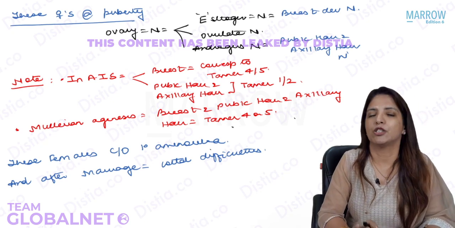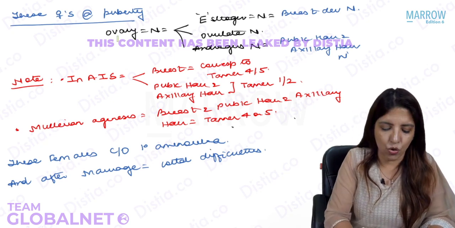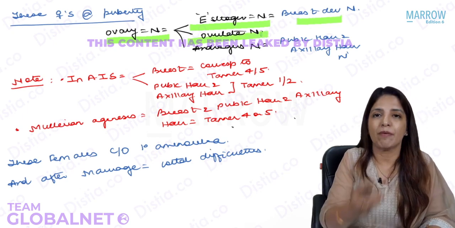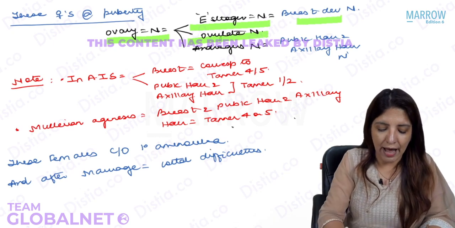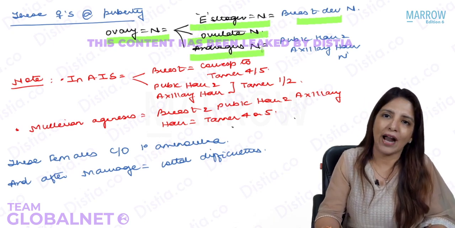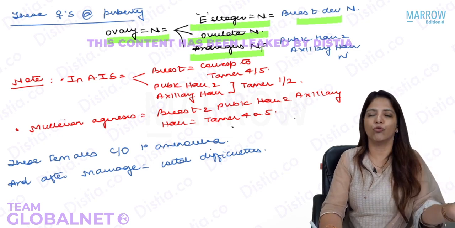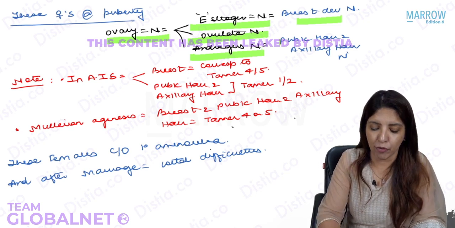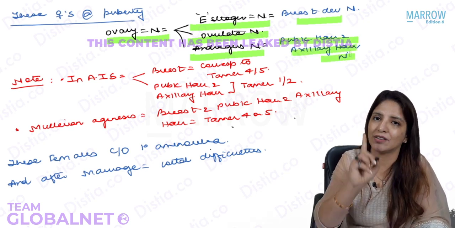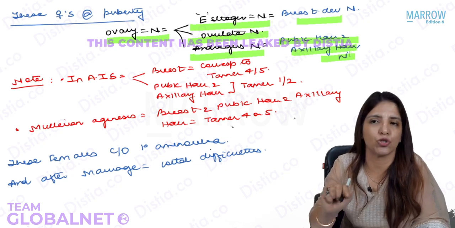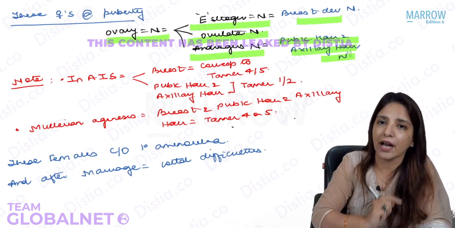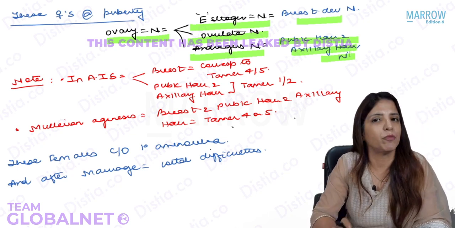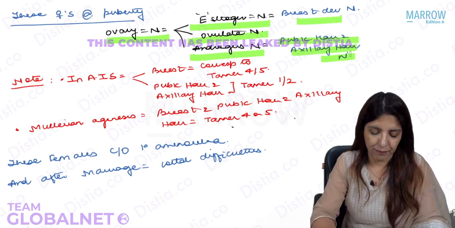Now, in these females, because the ovaries are normal, estrogen will be normal and so breast development will be normal, right? These females are going to ovulate normally and they are going to have normal levels of androgens. Androgen in a female comes from the ovary and also from the adrenal, and over here everything is normal. Because everything is normal, their pubic hair and axillary hair will be normal, and this is the difference between androgen insensitivity syndrome and Mullerian agenesis. In androgen insensitivity syndrome, pubic hair and axillary hair were scanty, right? Over here, pubic hair and axillary hair will be normal.